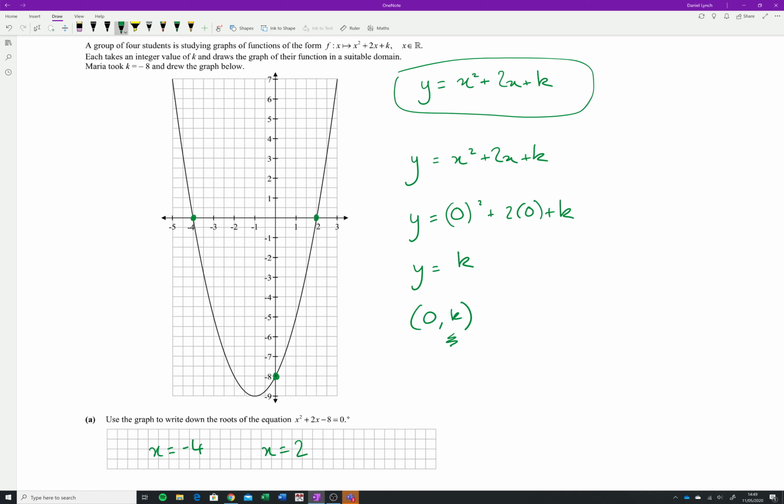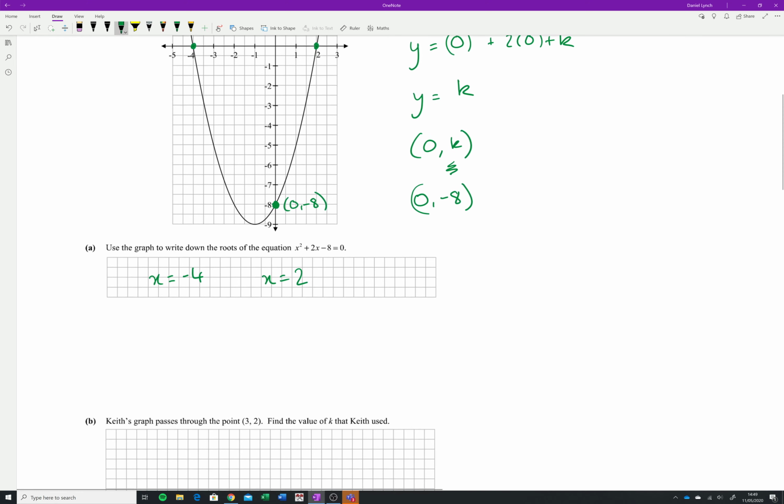So if, was it Maria? Yeah, if Maria took k to be -8, we know that (0, -8) is on the graph, and indeed that is exactly where it is. So depending on which value of k you pick, it's going to cross the axis at a different place. She's picked -8, that's why it crosses there.